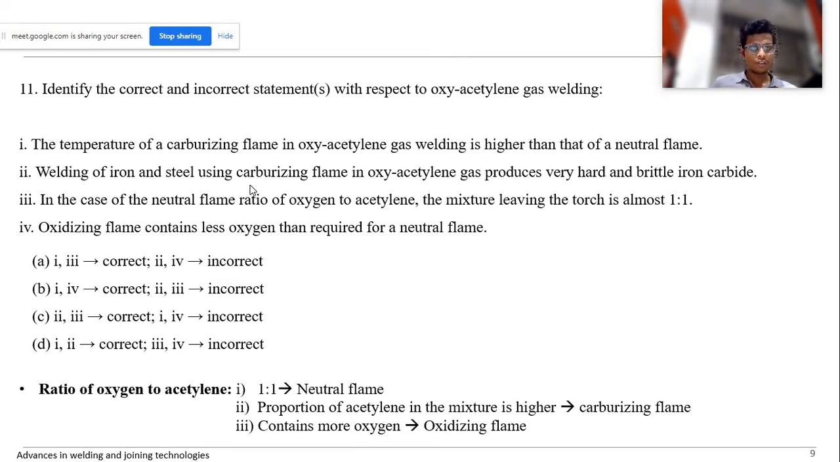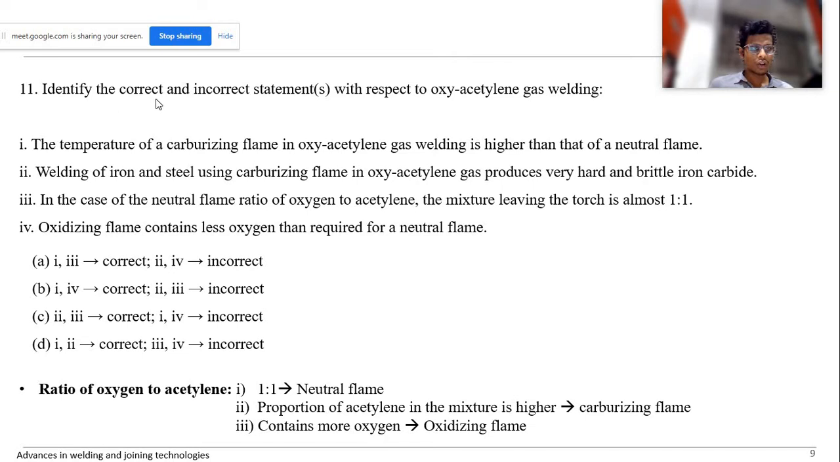Then, welding of iron and steel using a carburizing flame produces a very hard weld. Yes, because of excess carbon, during welding of steel or iron there may be chances of formation of iron carbide, which is brittle. So the second one is correct. Next, in case of a neutral flame, the mixture is 1:1, that is the definition itself, so this is also true. In an oxidizing flame, less oxygen than the neutral flame? No, here the oxygen supplied will be more compared to the neutral flame. So 1 and 4 are false.